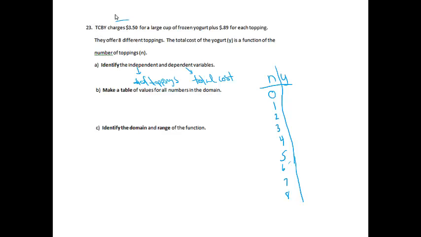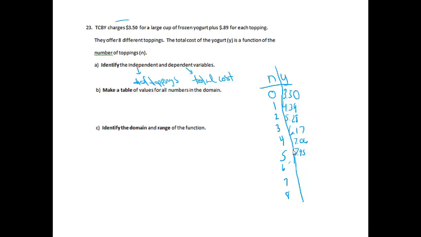Okay, so if I get no toppings, this yogurt is going to cost me $3.50. But every single time I add a topping, I have to add 89 cents. So if I add $3.50 and 89 cents, I'm going to get $4.39. And then I'm just going to keep adding 89 cents every time I add a topping. $5.28, and then if I add another 89 cents, that will be $6.17. And if I add another 89 cents, that will be $7.06. And then if I add another 89 cents, whoops, added wrong, 7.06 plus 0.89 gives me $7.95.